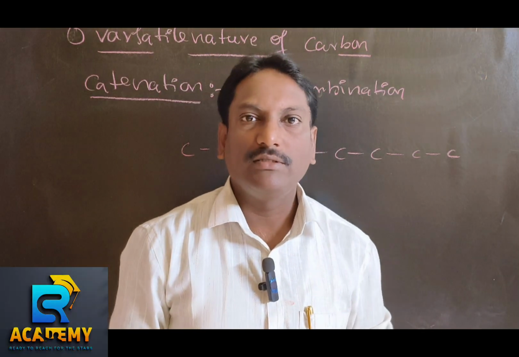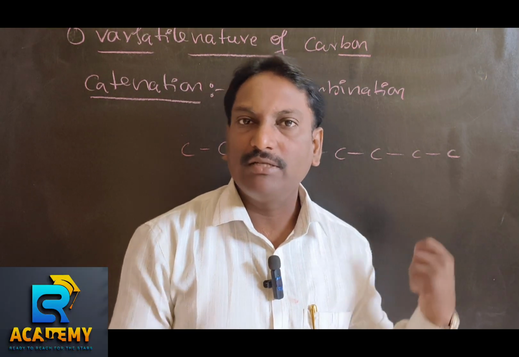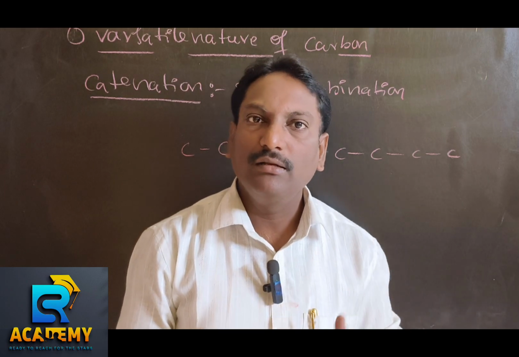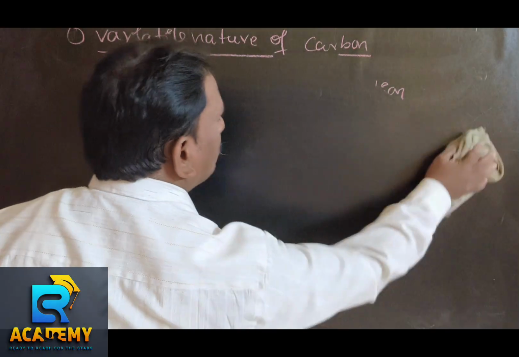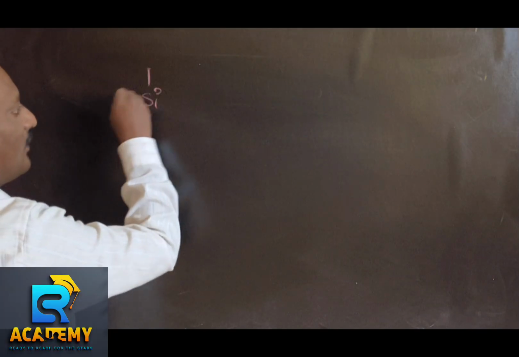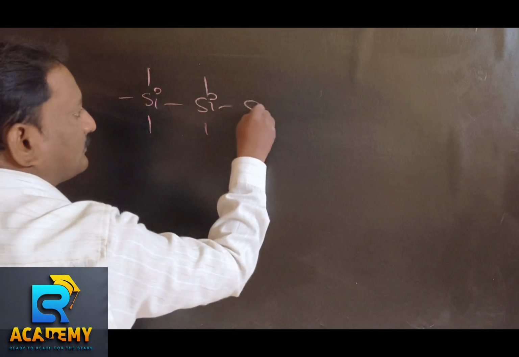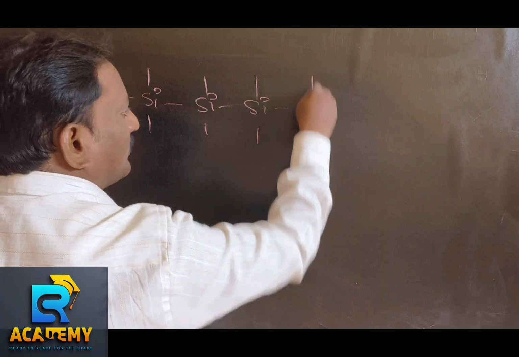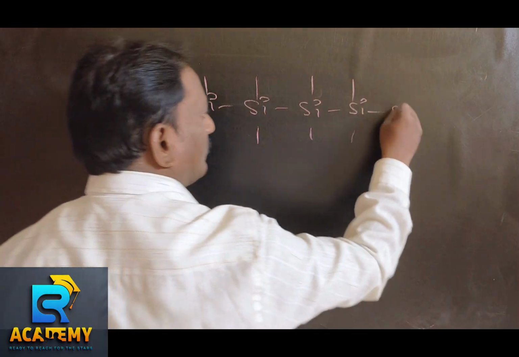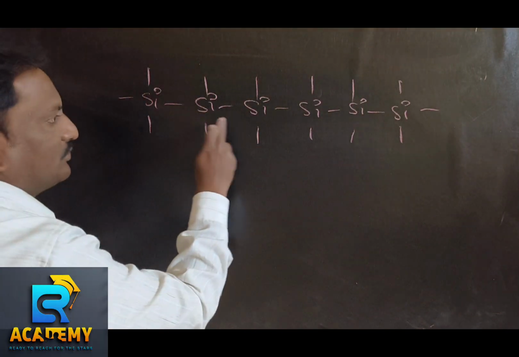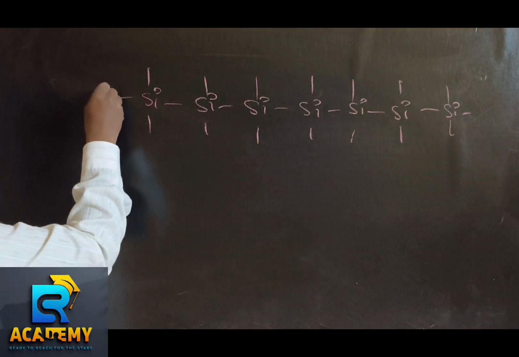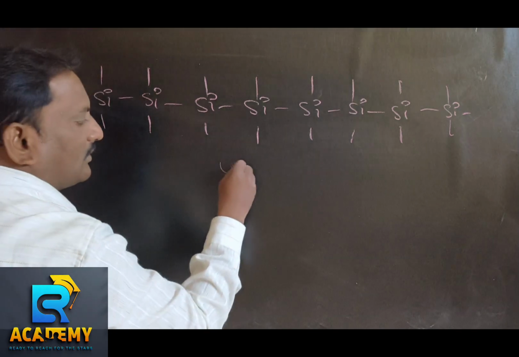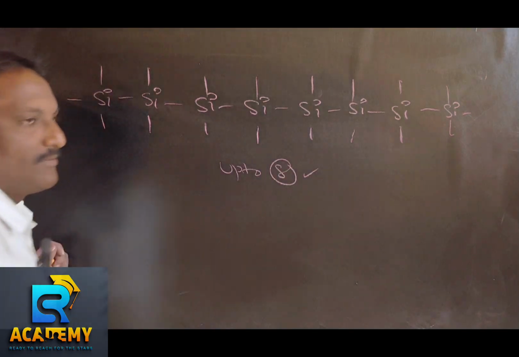Is there any element other than carbon exhibiting these properties? Yes, silicon. Silicon also exhibits versatile nature like carbon, but not more than 8 atoms. Let me show that. Silicon has the capability to form 4 bonds with neighboring atoms and self combination as well. 1, 2, 3, 4, 5, 6, 7. Up to 8 atoms it's possible.